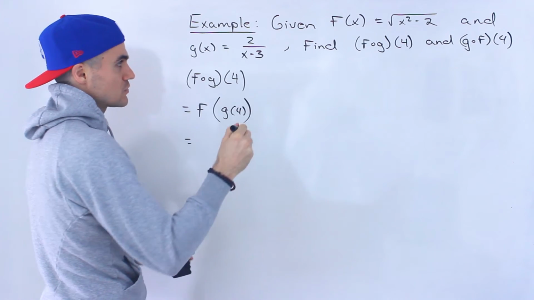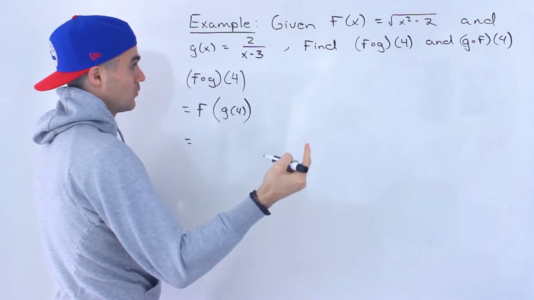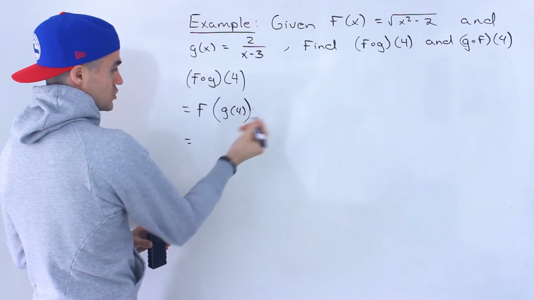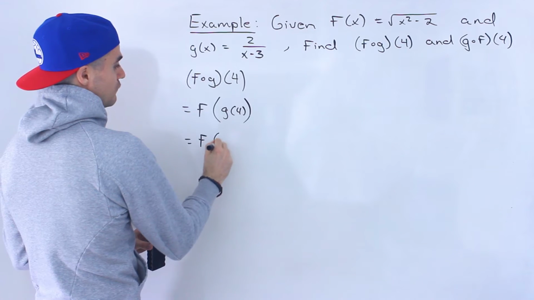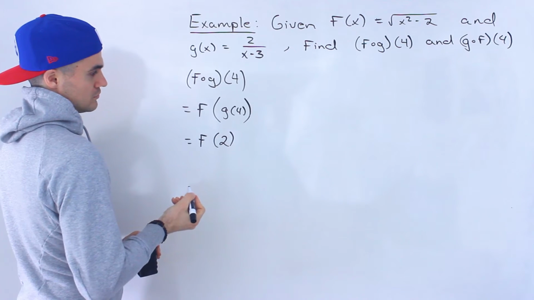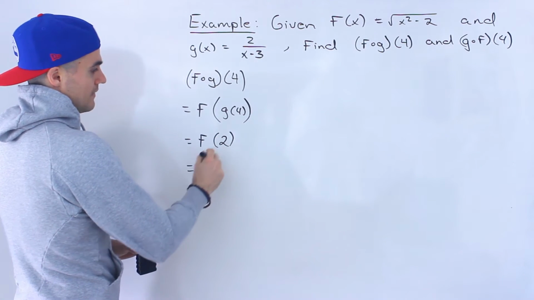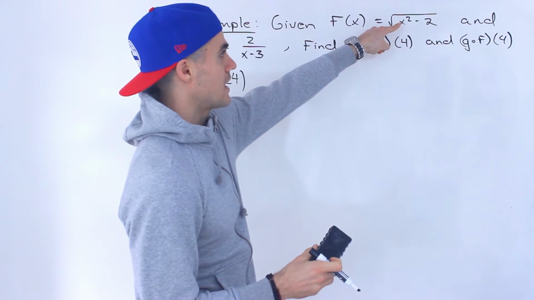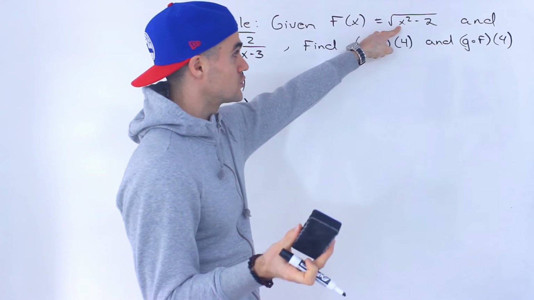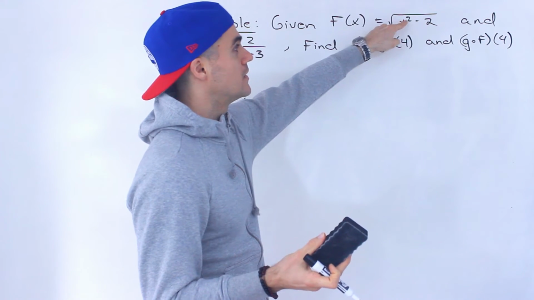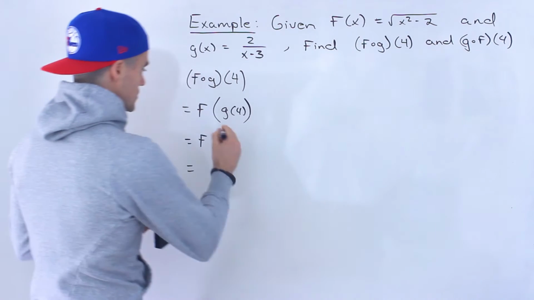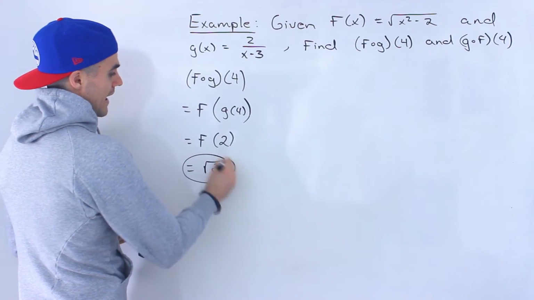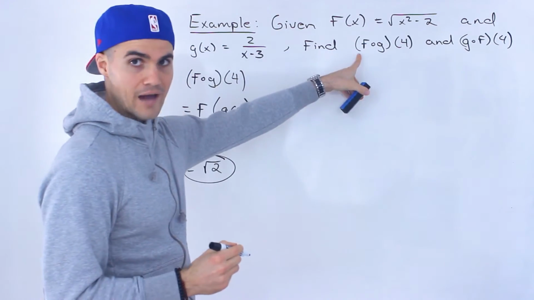Well, we would plug in 4 for x in the g of x function. So we'd have 4 minus 3 in the denominator, which would be 1, and we'd have 2 over 1, which is 2. So g of 4 ends up being 2, so we would end up having f of 2, like that. And then f of 2, we plug in 2 for the x value in the f function. So we'd have 2 squared, which is 4, minus 2, which is 2. So this would end up being the square root of 2. Right? So that is the answer for that first expression.